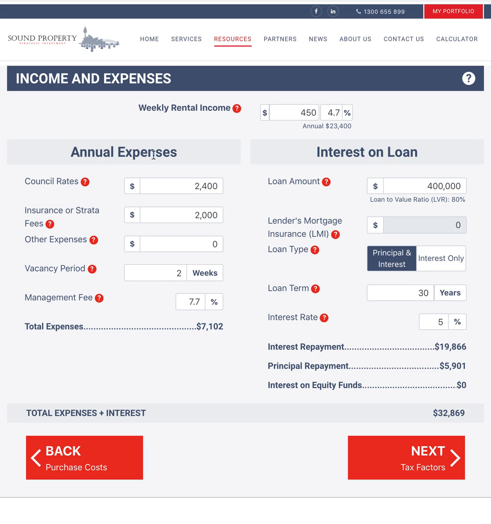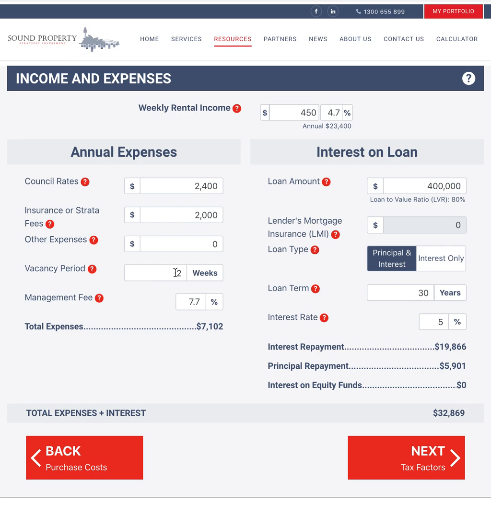Then we need to go through and enter in our annual expenses that are associated with the property. And this is definitely not a definitive list, but just some of the main expenses that you will be incurring as the owner of an investment property. The first one being council rates, insurance or strata fees if you are buying into a unit block, other expenses, so this might be water rates, maintenance, cleaning, anything else that you'd like to put in that would be an annual expense for the property.